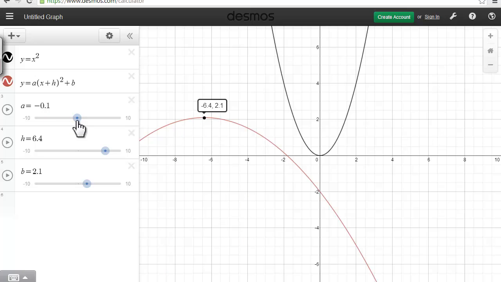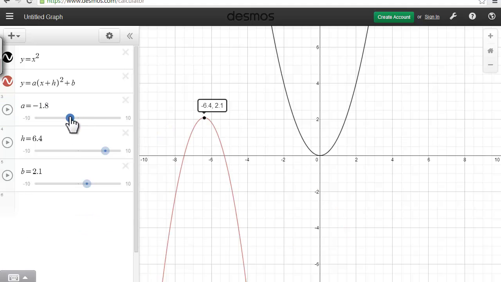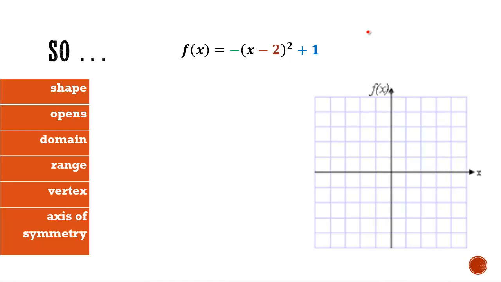If your number is smaller than 1, it's going to be a wider parabola. So play around with that and just notice what the A does, what the H does, and what the B does. Now that we've played around with the Desmos calculator, hopefully this gives you a better idea of how to graph an equation that's in vertex form.